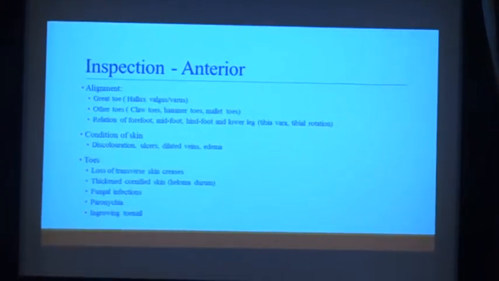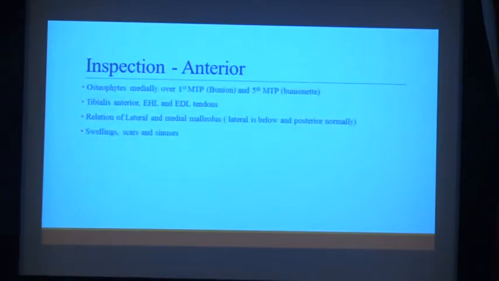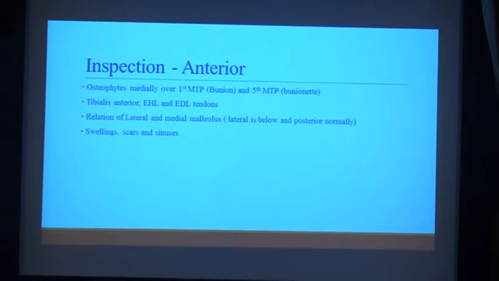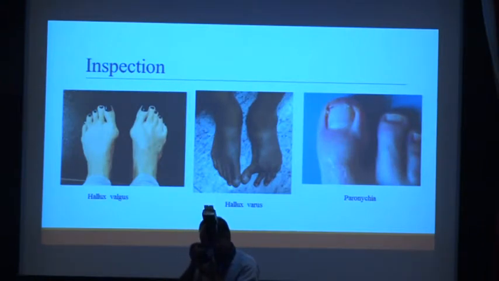In the inspection from the anterior aspect, we look at the alignment of the great toe. Is there any swelling in the great toe? The condition of the skin, and among the toes, look at the loss of the transverse skin creases. Are there any sinuses, paronychia, and others? Anteriorly again, osteophytes, first metatarsophalangeal joint, hallux valgus, and you look at all the tendons on the anterior aspect of the foot.